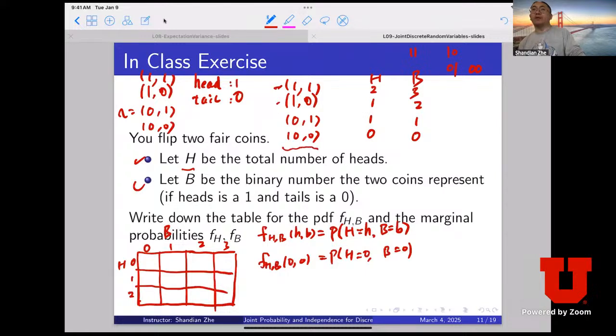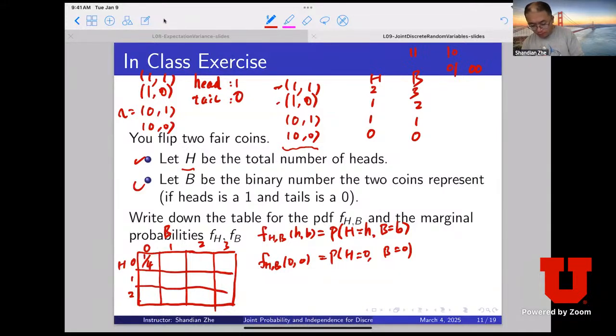So what's the probability you see this outcome? It's a fair coin, right? Yeah, 1/4, because you have the equal chance to see every possible outcome. That's called fair coins. So then we get the value for our first entry. So how about the second one?